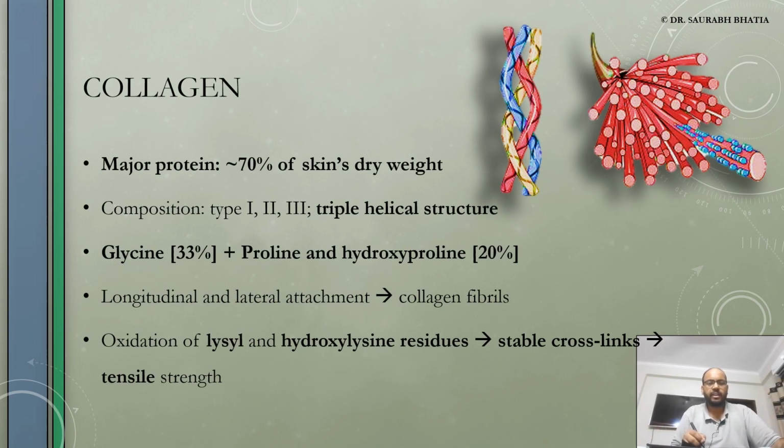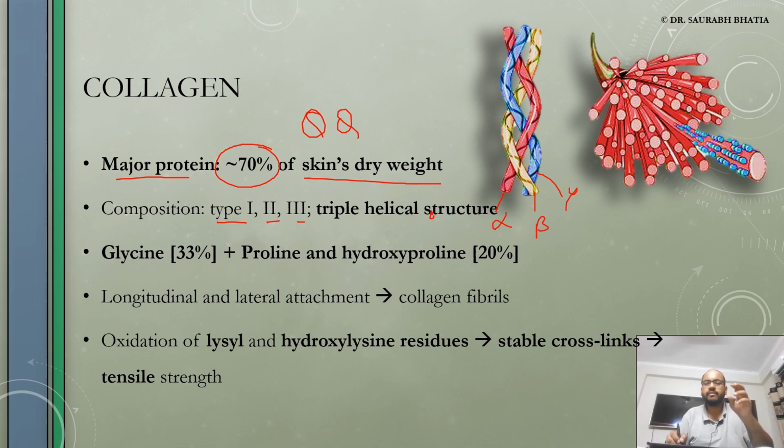Let's study a bit about collagen. Collagen, as I've said, is a major protein. About 70% of the skin's dry weight is made up of collagen. So this could be a good MCQ question. Okay, about 70% of the dry weight is collagen. Majorly, types 1, 2, 3 are the individual fibers of collagen. So these are the fibers of collagen. So you have alpha, you have beta, you have gamma fibers.